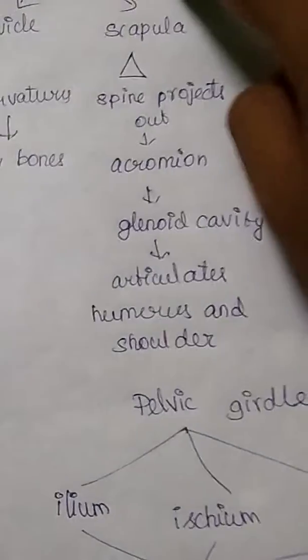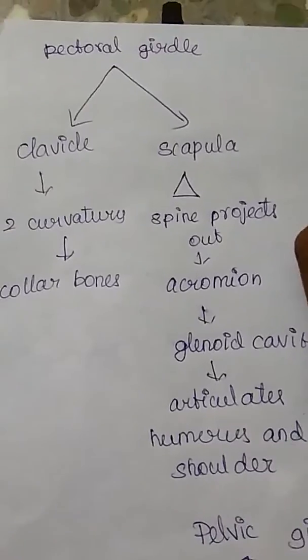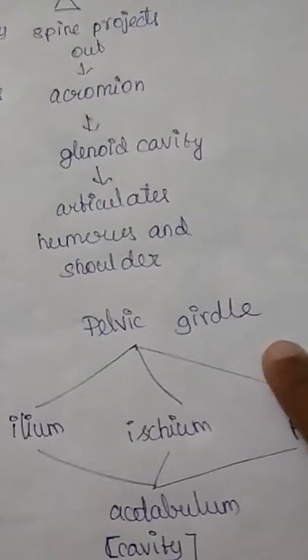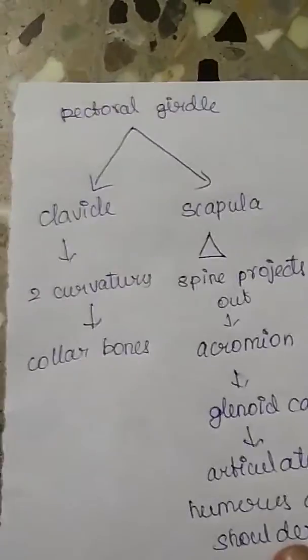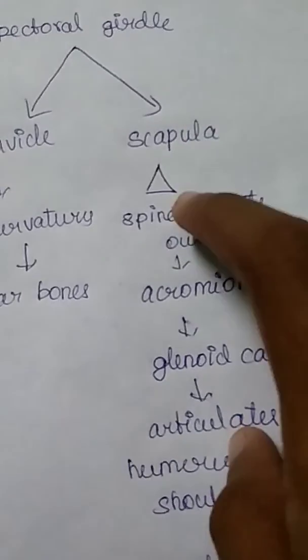Let's learn about the 2 types of girdle: the pectoral girdle and the pelvic girdle. The pectoral girdle will join or articulate the upper limbs to our body, and the pelvic girdle would articulate the lower limbs with our body. Okay, the pectoral girdle has 2 halves, which are the clavicle and the scapula. The clavicle has 2 curvatures and is called the collarbone, and the scapula is a triangle-shaped bone.